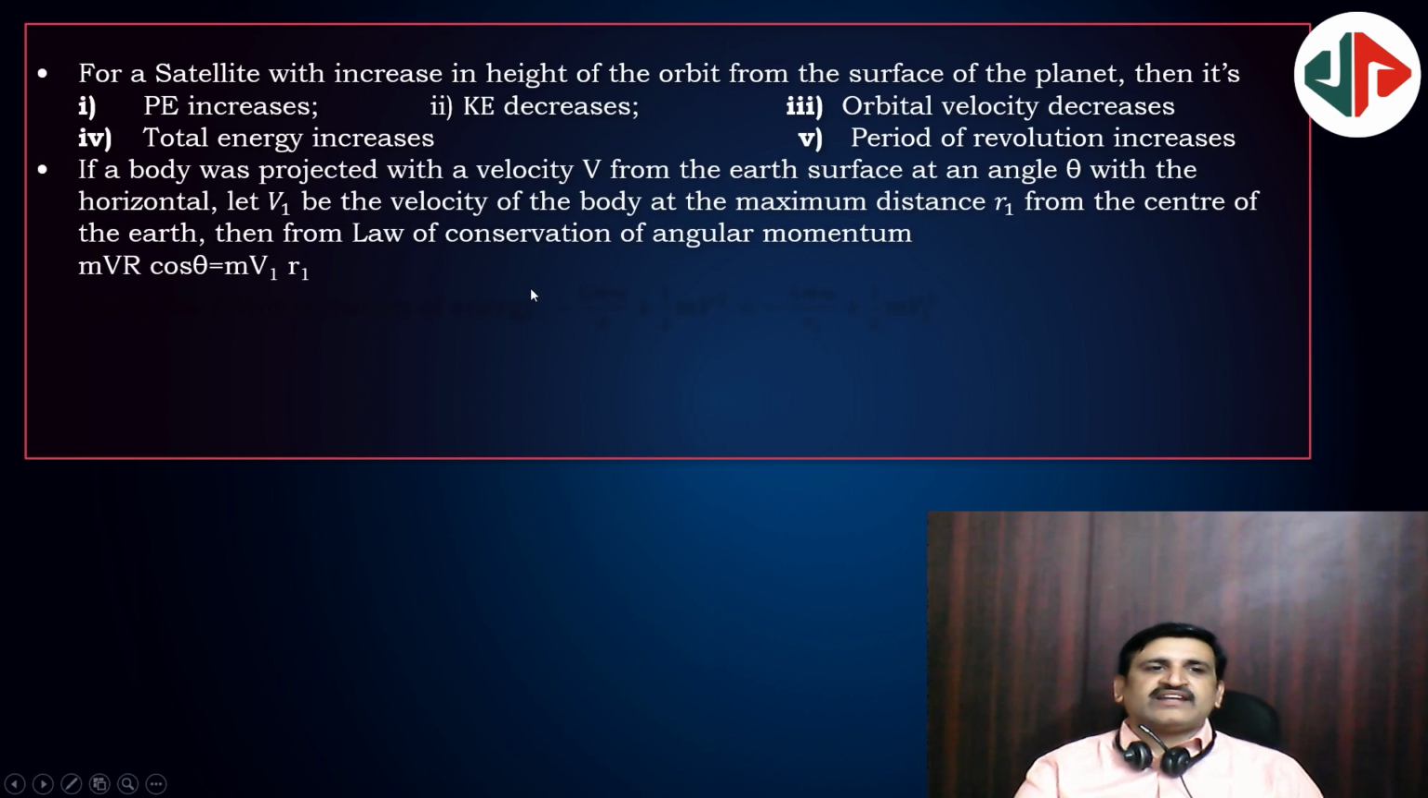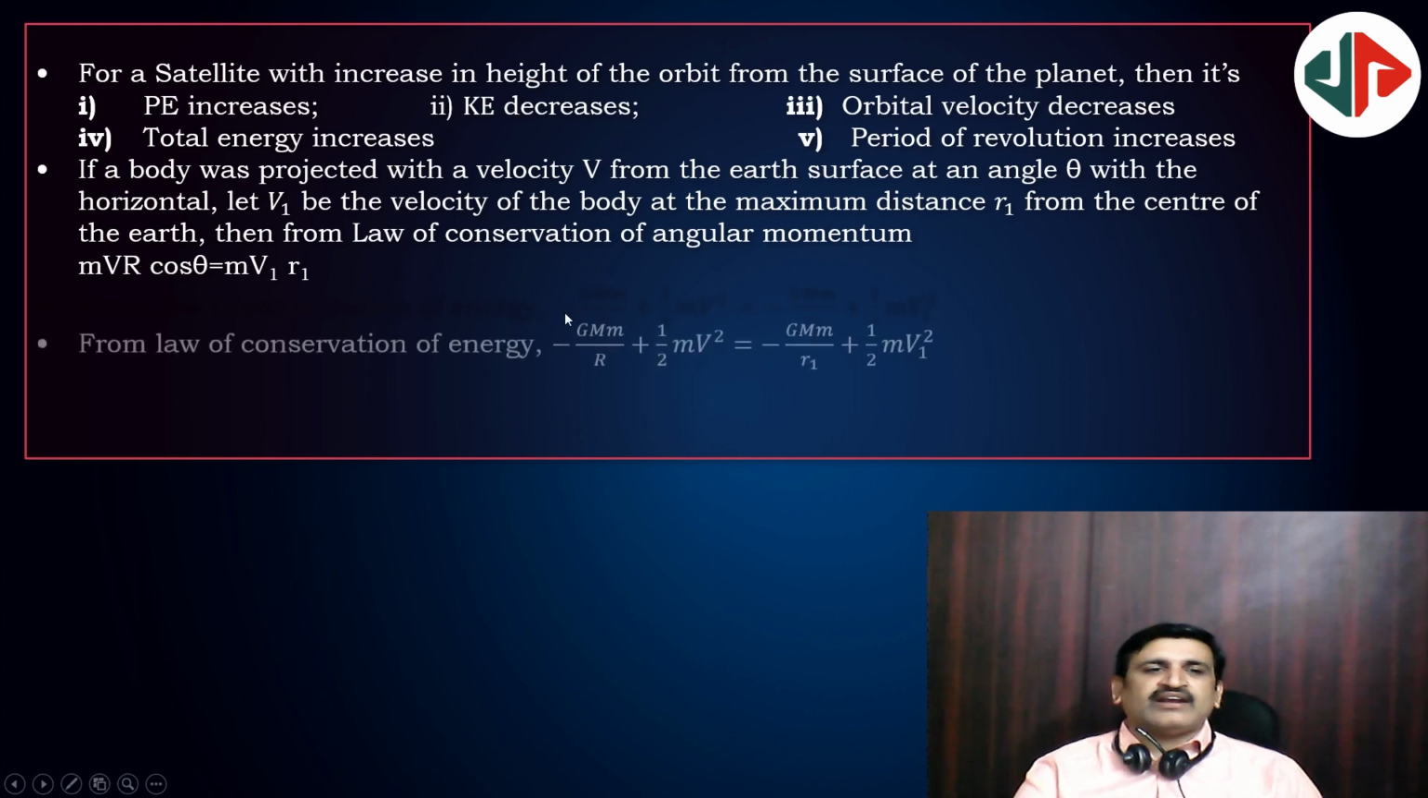For a satellite, if the height of the orbit from the surface of the planet is increased, then its potential energy increases and kinetic energy decreases. If you increase the height, potential energy increases, kinetic energy decreases, orbital velocity decreases, total energy increases, and period of revolution increases. Important points. Vice versa, if you decrease, the reverse happens.